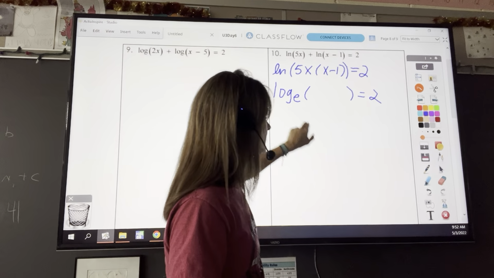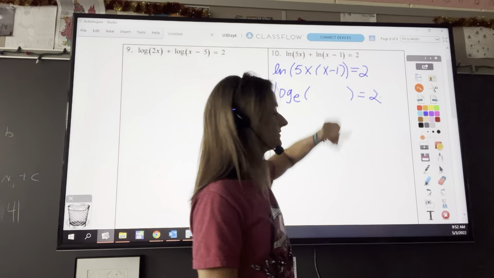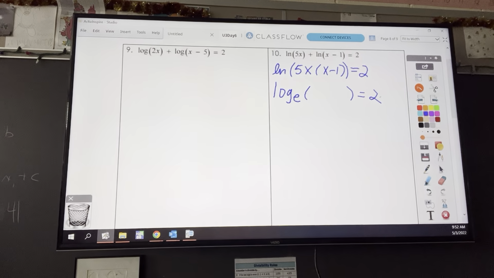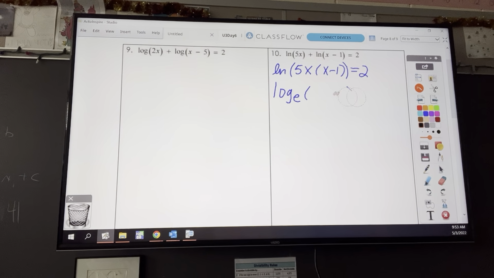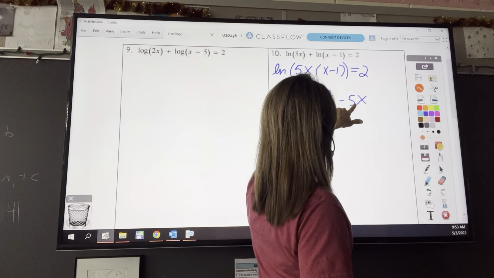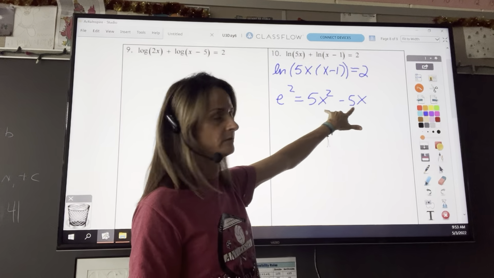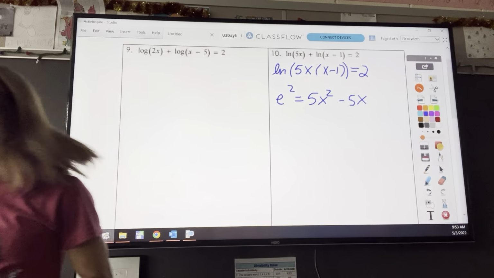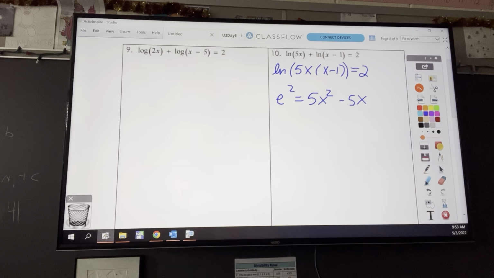So it's going to be e squared equals, and then I'm just going to distribute this 5x. So 5x squared minus 5x. Don't forget to distribute the 5x to the x and the 5x to the minus 1 for 5x squared minus 5x. Everybody good with the 5x squared minus 5x? Okay, let me throw everything to the same side. I'm going to move the e over to the right just to keep my leading coefficient for x squared positive.